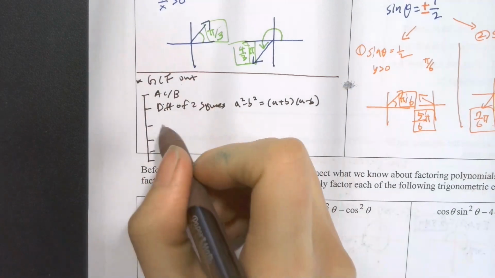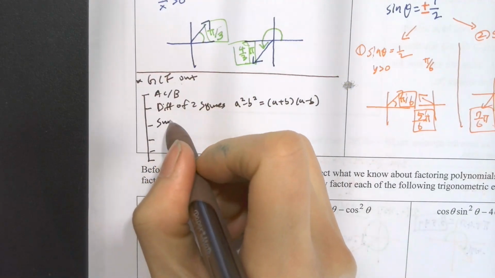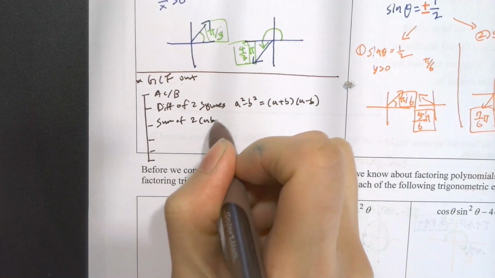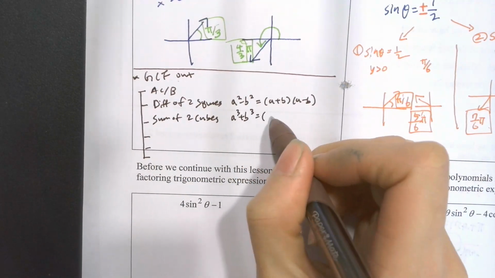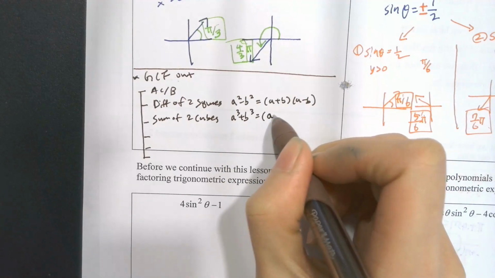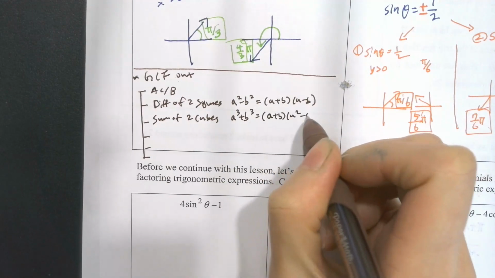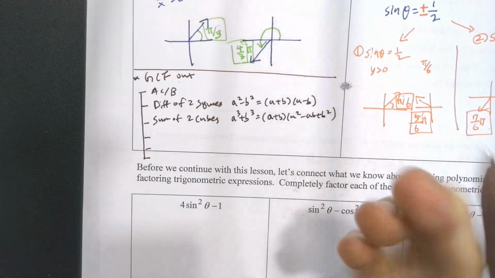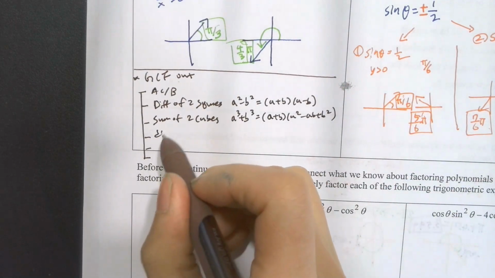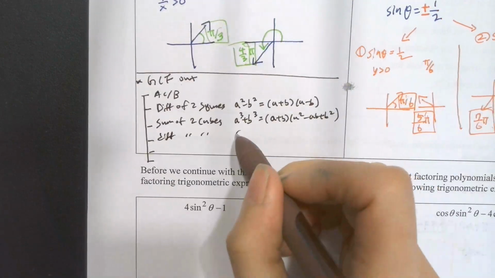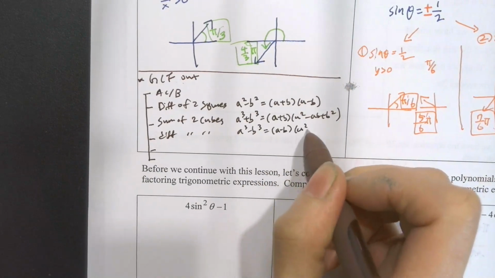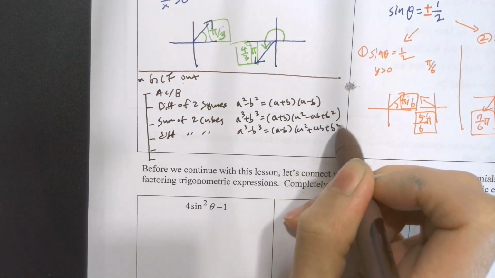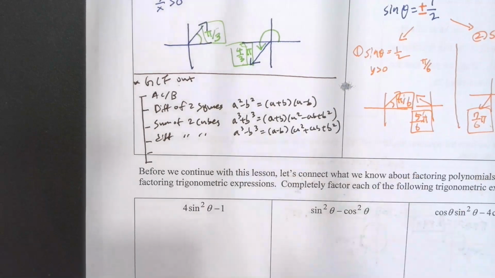What else have we done? In Algebra 2, we learned sum of 2 cubes. Guys, remember that? a cubed plus b cubed equal to, what is it? a plus b times a squared minus ab plus b squared. Or difference of 2 cubes, a cubed minus b cubed equal to a minus b times a squared plus ab plus b squared, although I don't think you're going to see any of the cube factoring on this example.